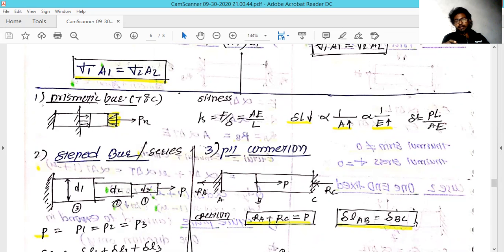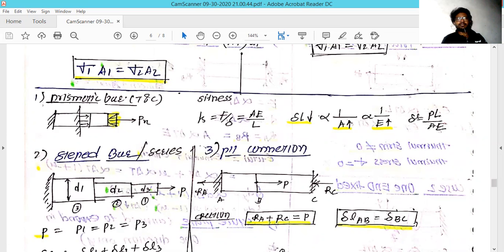And for the rod, the stiffness is nothing but AE by L. In a simple manner, if you put the delta value as PL by AE, P and F get cancelled, and this formula will turn out to be AE divided by L. And change in length depends on the value of the cross section area. If the cross section area is higher, then there will be less change in the length of that cross section. But the change in length will be low, the dimension is going to be high, and it will add more weight to your application. So it is not preferable.